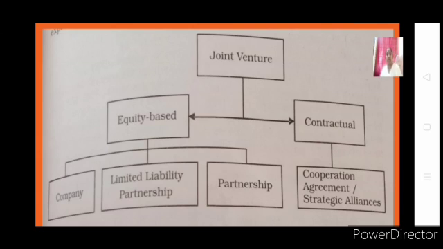So we'll be seeing here, if it is equity based, we say EJV, and if it is contractual, we say CJV. Equity based can again have three types, that is company, limited liability partnership, and partnership. In contractual it is only one, that is cooperation agreement or strategic alliance. The further division and classification we are not going to study in this topic as per your syllabus. We'll just be knowing the meaning of equity based joint venture and contractual joint venture.